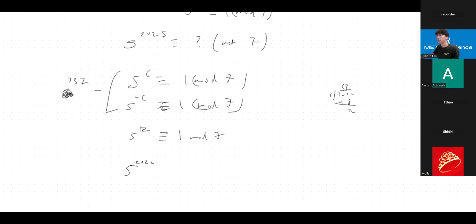Imagine we have 337 of these, and we're just multiplying them all together, right? In the end, we're going to have 5 to the 2022 on this side, because we have 337 times 6. And over here, it's just a bunch of ones multiplied together. So this is still going to be 1 mod 7.